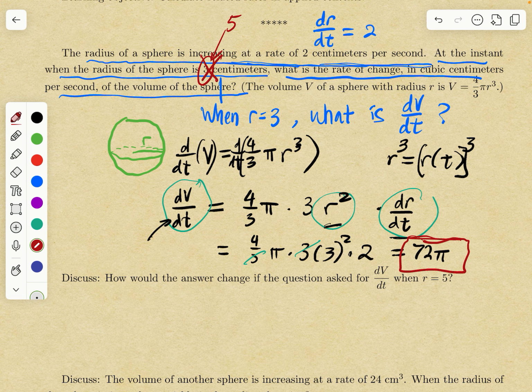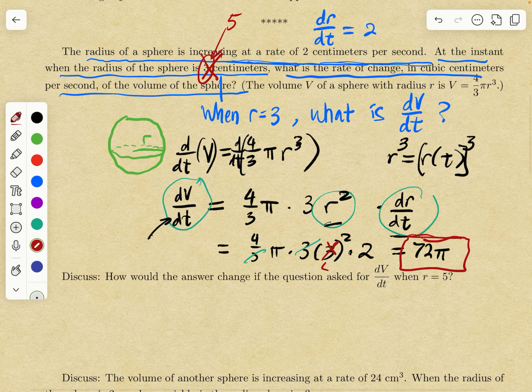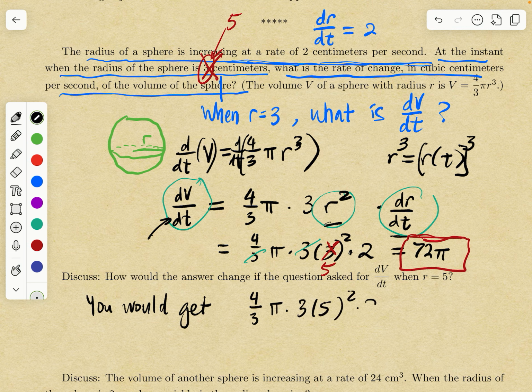Well, if you think about it, the only place where you use the radius of the sphere is at the end when you plug stuff in. So the only difference is that you would have a 5 here, but all the steps are the same. So you would get, let's see, 25. You would get 200 pi. So you would get 4/3 pi times 3 times 5 squared times 2, and then that would be 200 pi.